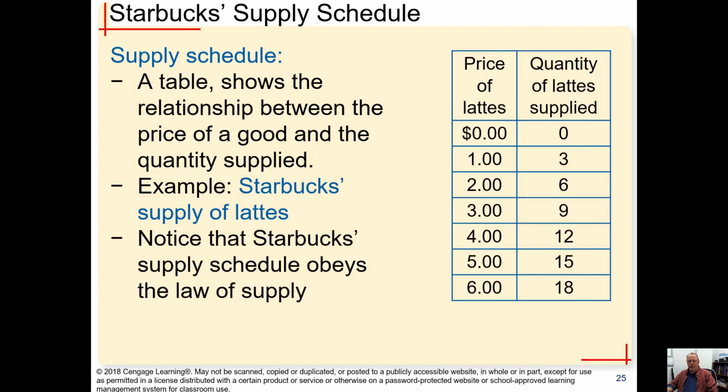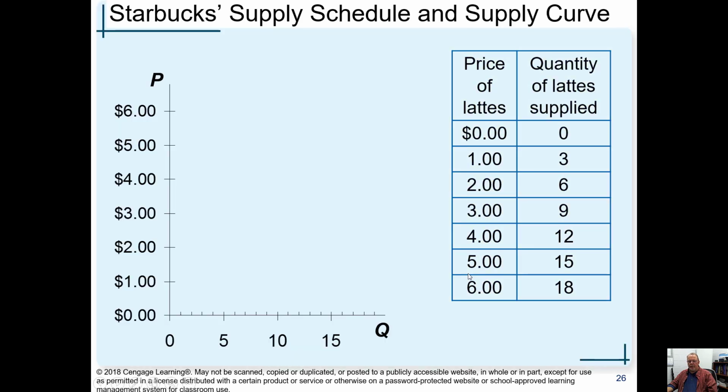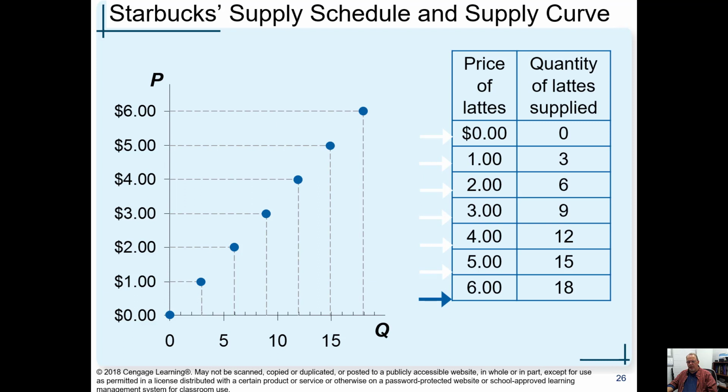Here's a supply schedule. It's showing what Starbucks is willing to do as far as pricing and delivery of goods. At a price of 0, they don't deliver anything. At $1, it's 3, at 2 it's 6, etc., all the way up to 6 and 18. If we show this graphically, we can see that this is a linear curve with a positive slope, which makes sense. The more you're willing to pay, the more of the product they will deliver to you. Okay?